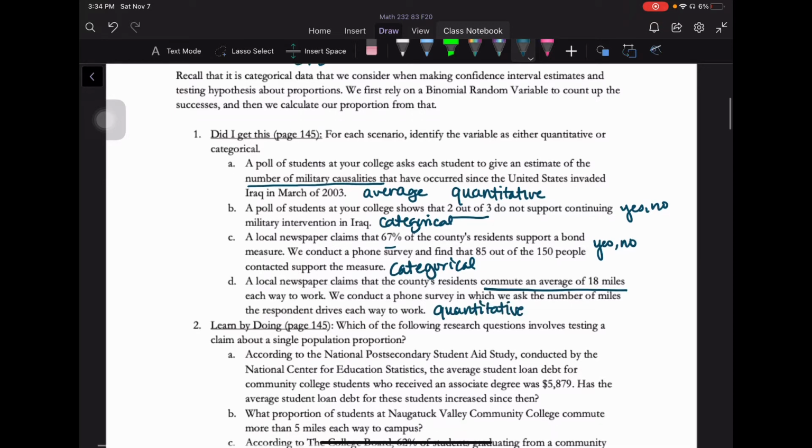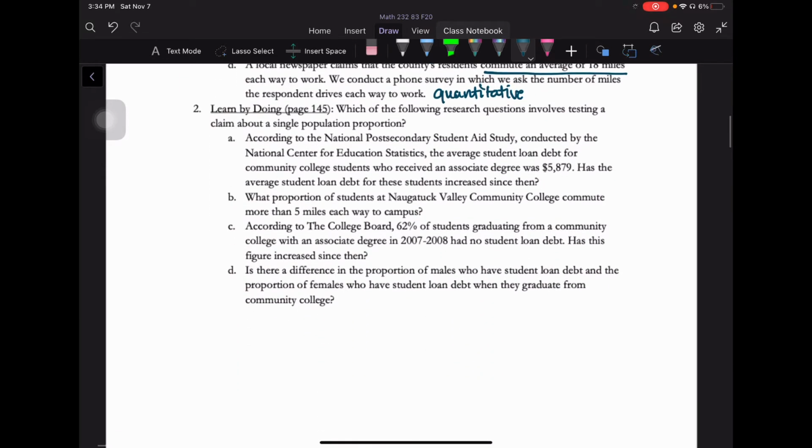Which of the following research questions involves testing a claim about a single population proportion? According to the National Post-Secondary study, the average student loan debt, well, that's quantitative, that's mu. So this is not proportion, which means that this is not about a single population proportion. What proportion of students at the college commute more than 5 miles? Well, they're asking us, what is p? That's a confidence interval. We're trying to capture p. That's not testing a claim.